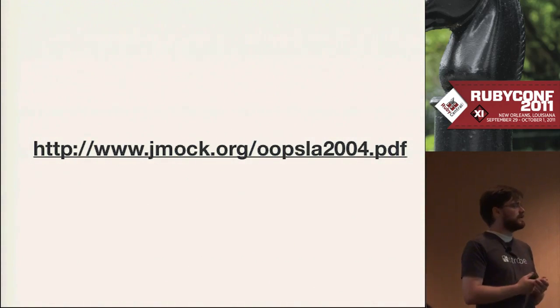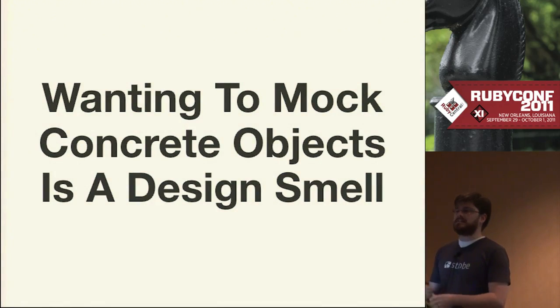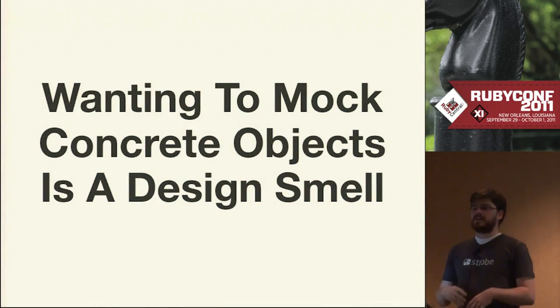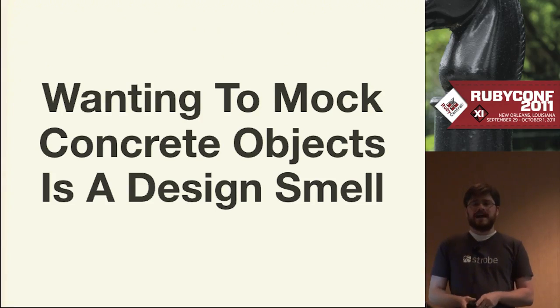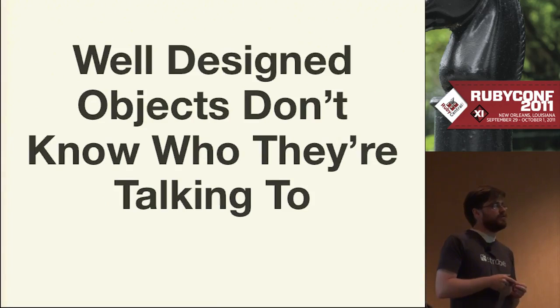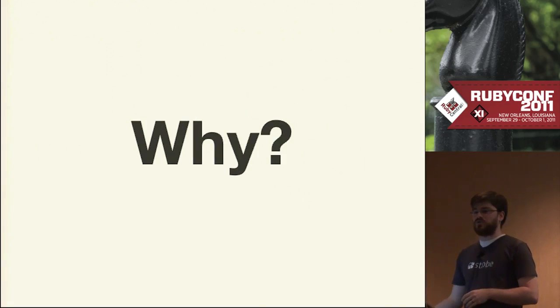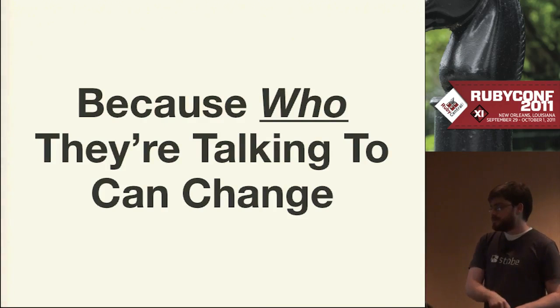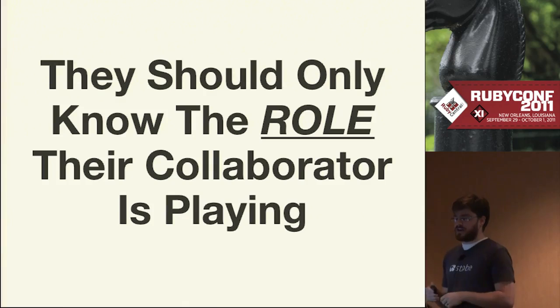And the basic gist is wanting to mock concrete objects is a design smell. That is, it's telling you the implementation of your actual code has a problem. Why? Because well-designed objects don't know explicitly who they are talking to. Why? Because who they are talking to can change. They should only know the role that their collaborator is playing, not the concrete object which they are talking to.